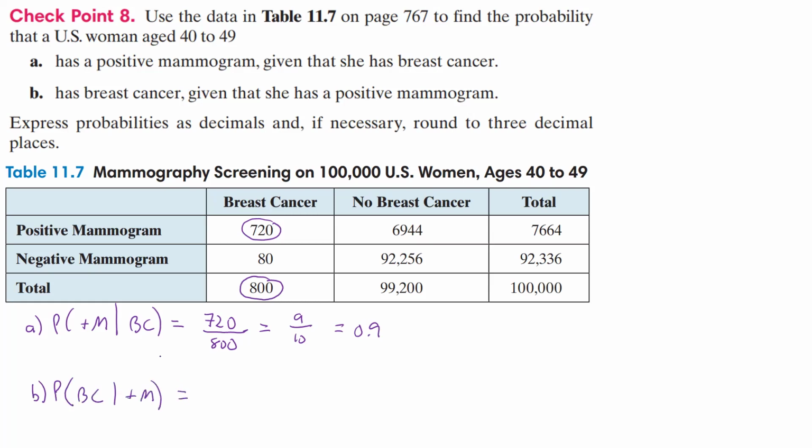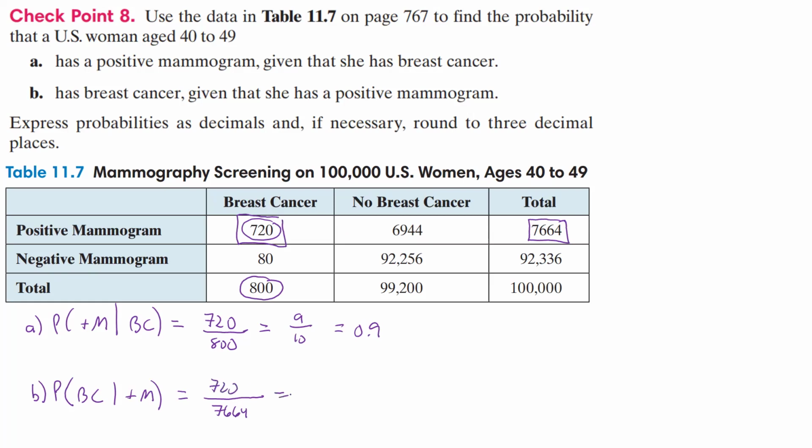Okay. Well, positive mammogram, that one here, let's put these as squares. That's going to be 7664. So that's our denominator in this case. Now, how many of those are breast cancer? Well, now we have 720 again. So that's going to be 720.